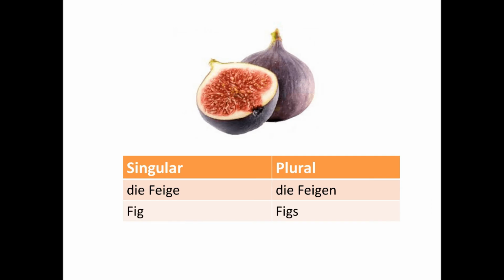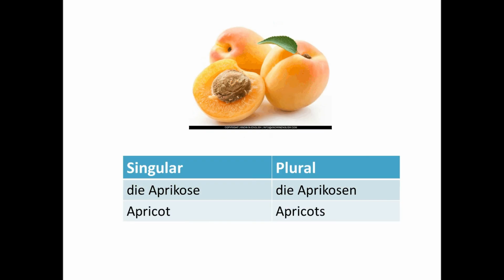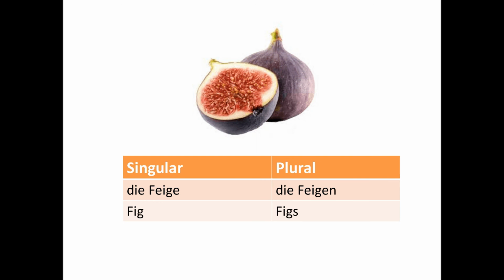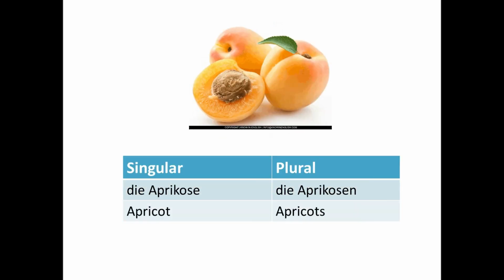Then we have the fig. Fig. And in plural we have the Feigen. The Feigen means figs. The plural form. Then comes the apricot. The apricot. The Aprikosen. Apricots.